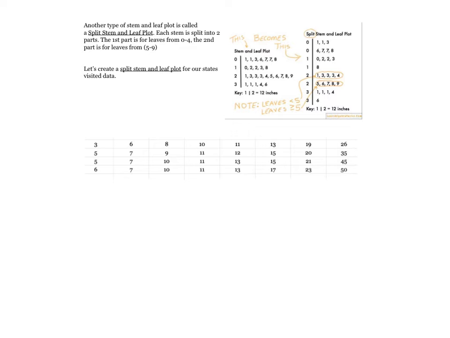There's another kind of stem and leaf plot called a split stem and leaf plot. And here, each stem is split into two parts. The first part is for the leaves from 0 to 4, and the second part is for leaves from 5 to 9. So if you look at the picture on the right, you can see there's 2 0 stems, 2 1s, 2 2s, 2 3s, etc. Okay? And then we only put the values 0 to 4 on the first stem, and we do 5 to 9 on the second. So we're going to make one of these for our states visited data below.